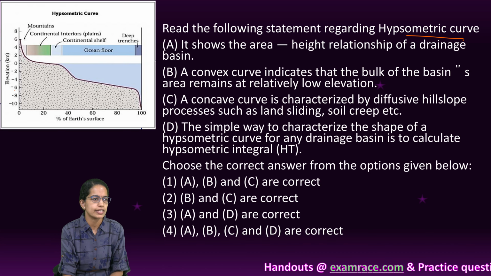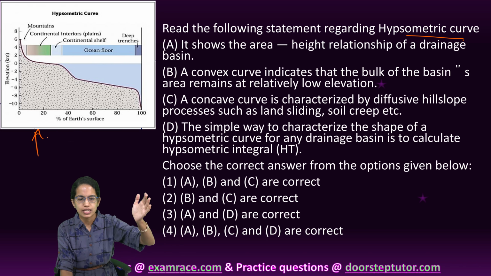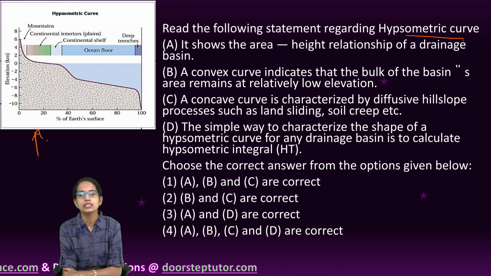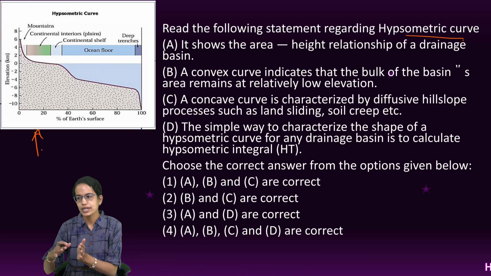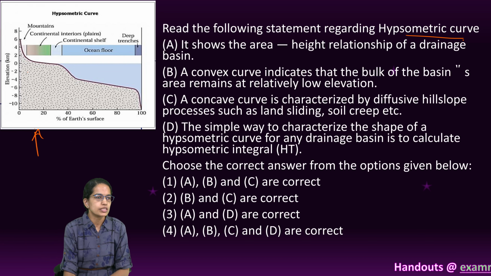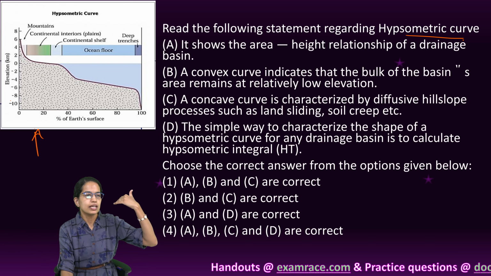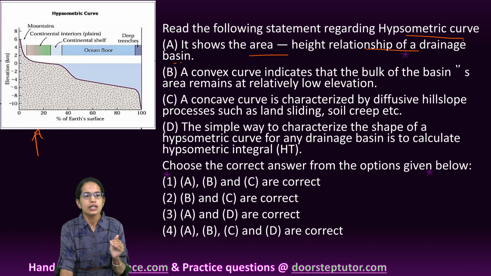The next question is, read the following statement regarding the hypsometric curve. So we have a diagram for the hypsometric curve here. This is not part of the question, but I have brought it here to help you understand the concept, and you have to understand which is the correct statement among those. The hypsometric curve is nothing but a cumulative height frequency curve. So it is the cumulative height that you are explaining here, and this is the elevation. So it shows the area height relationship of a drainage basin.